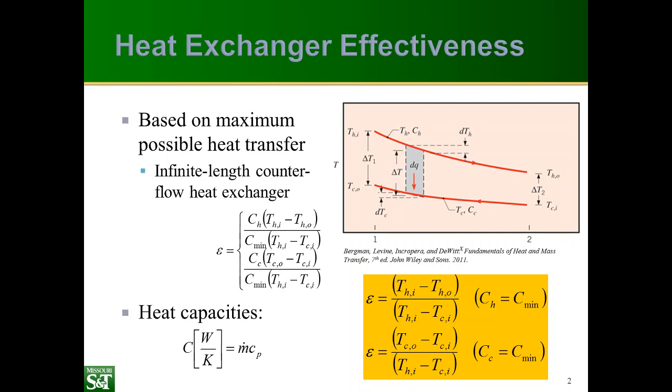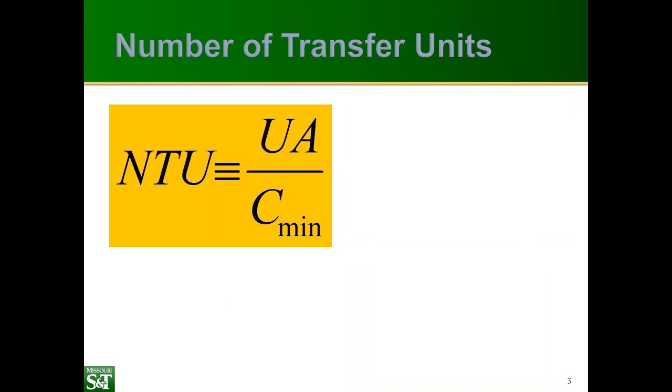Now, we then need to define a second parameter. That parameter is the number of transfer units, or NTU. NTU is just equal to the overall heat transfer coefficient divided by the minimum heat capacity. And again, it's just a way to measure how big the heat exchanger has to be in order to achieve a certain amount of heat transfer. So this allows us to relate effectiveness to heat transfer area and design heat exchangers. Now, if the energy storage capacity is large, or C min is large, then you need a longer heat exchanger to reach the same effectiveness as one with a smaller heat capacity.